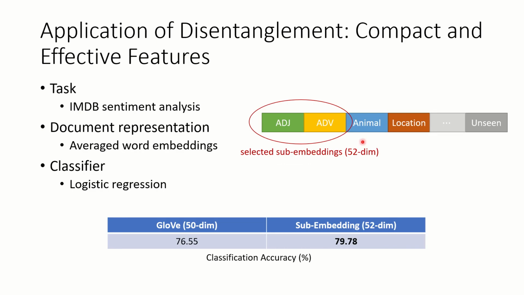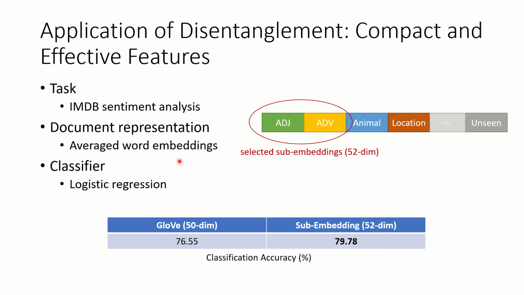Here we provide an example showing that the properties can help us easily obtain compact and effective features for downstream tasks. In this example, we are solving a document classification problem. Specifically, it is the IMDb sentiment analysis task. We get document embeddings by averaging pre-trained word embeddings, and the classifier is logistic regression.